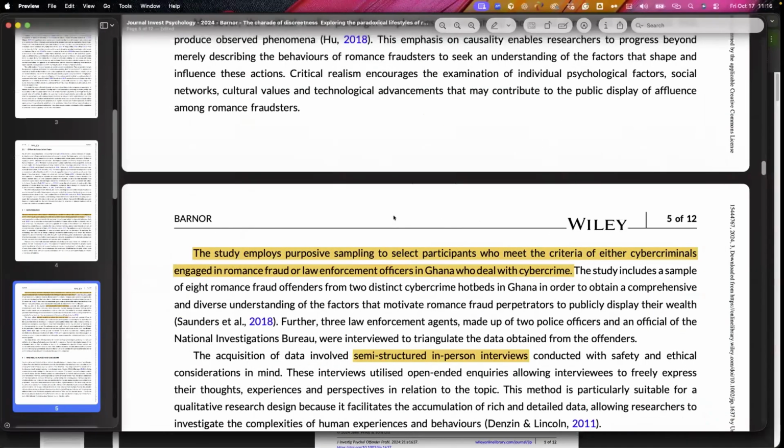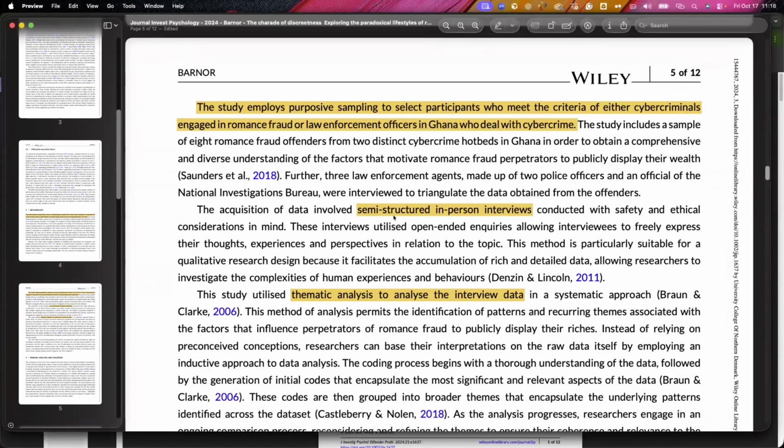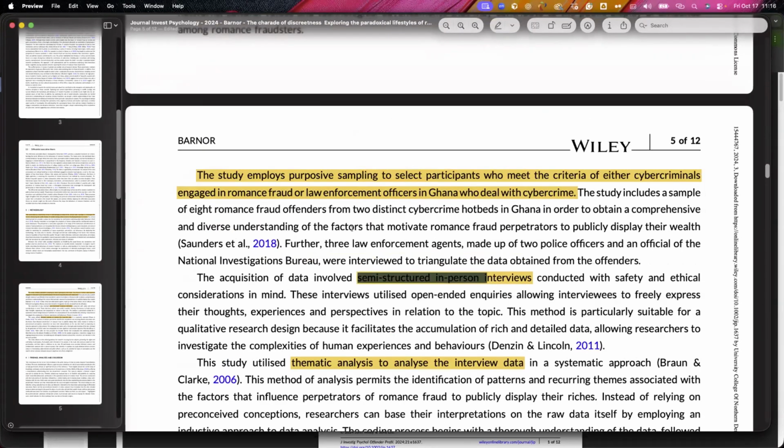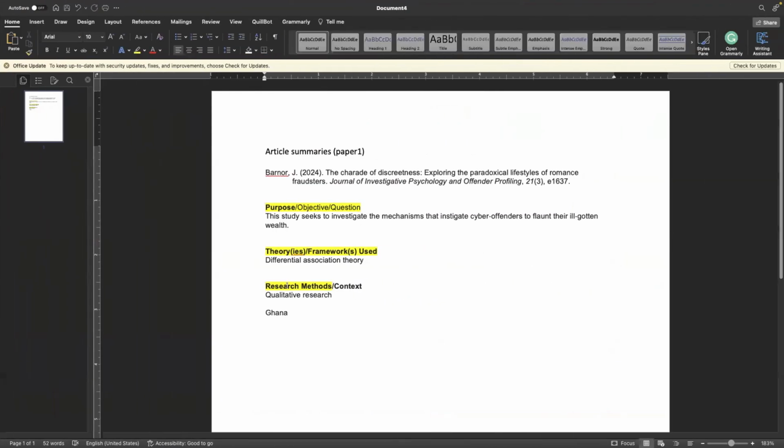Beyond the context, you can also add the methods. So the person used semi-structured interviews, and then the analysis was thematic analysis. You can add all these things to it for particular reasons: when you are done writing your review, these things may also give you gaps as to how data has been collected within the area. For my PhD, for instance, how data was collected was a very big issue for me when I was writing. This particular kind of summary was very important when I was doing my systematic review. And so we have the research methods and then the context over there.